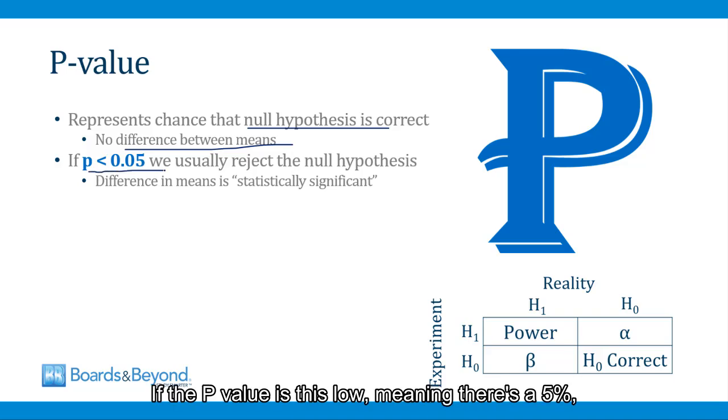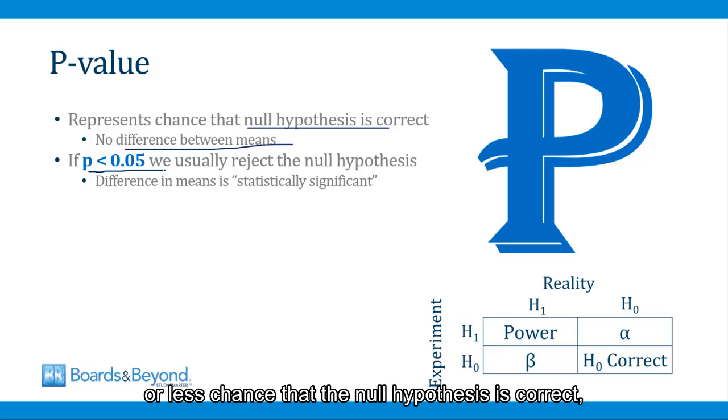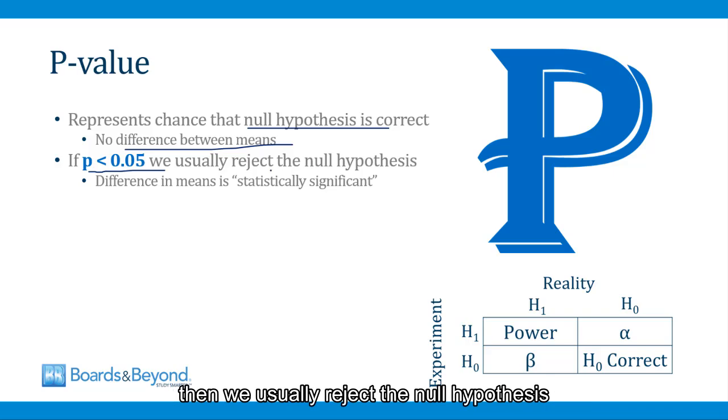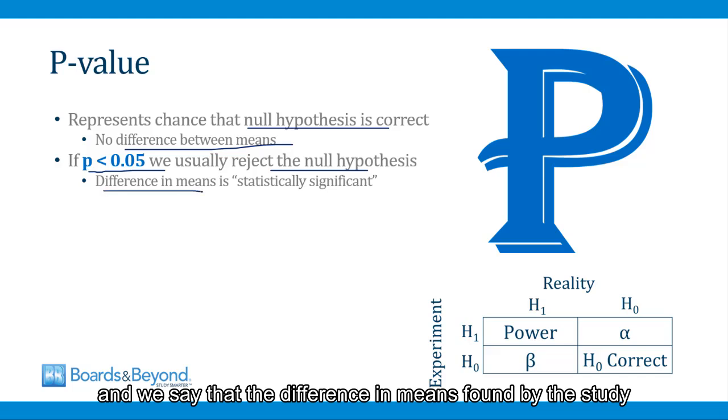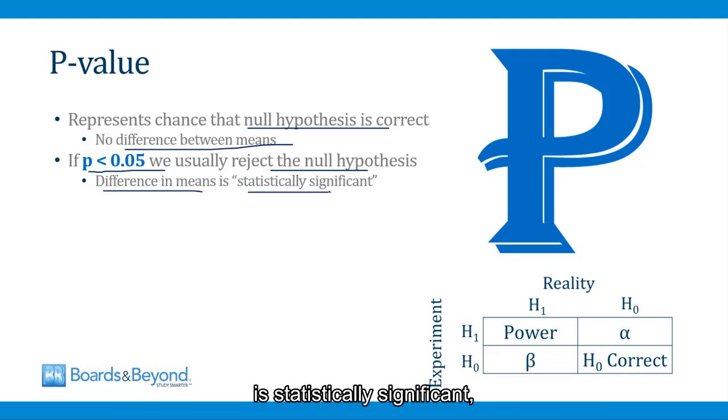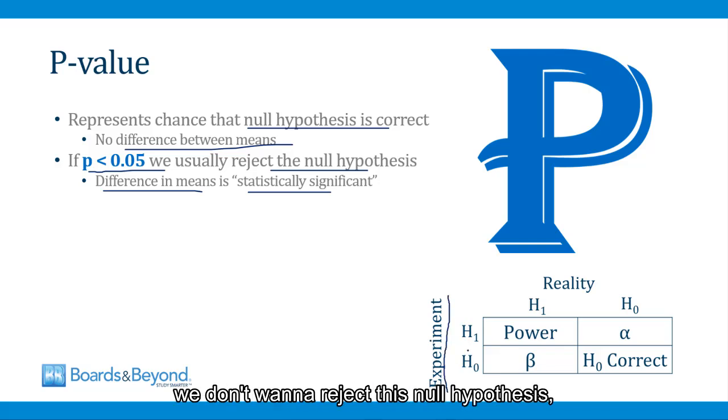If the p-value is this low, meaning there's a 5% or less chance that the null hypothesis is correct, then we usually reject the null hypothesis and we say that the difference in means found by the study is statistically significant and likely to represent reality. So looking down at our 2x2 table in the corner of the screen here, using our experimental data, we don't want to reject this null hypothesis unless the chance that it is correct is very, very low, less than 5%.